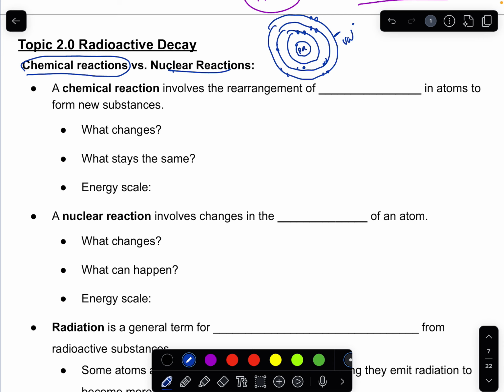So the only change is happening only to what? The valence shell of an atom. Okay. So in a chemical reaction there is actually rearrangement of electrons. Rearrangement means they may gain electron, may lose electron, or what? Share electrons. Okay. So after that we know that their stability is changing, right? So electron arrangement is changing.